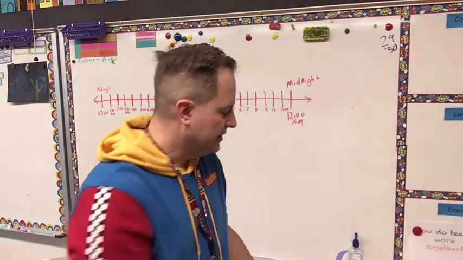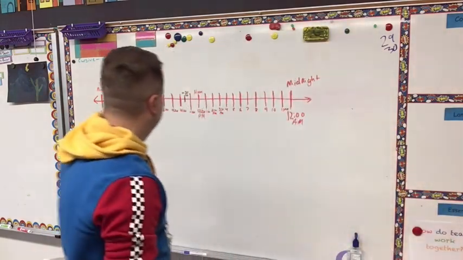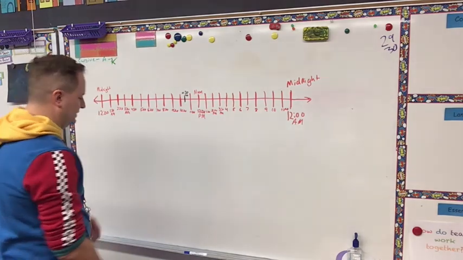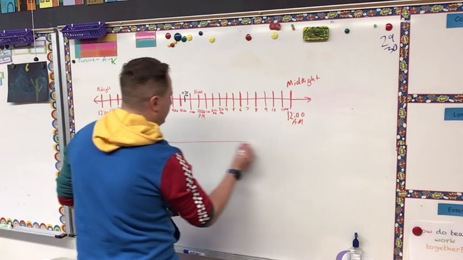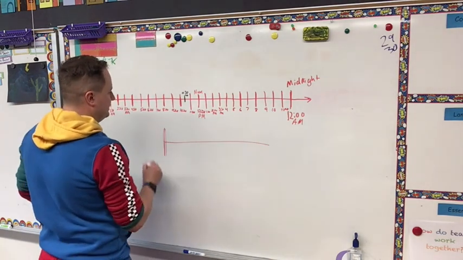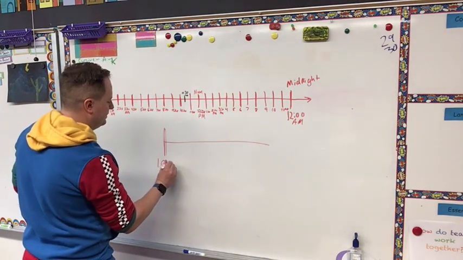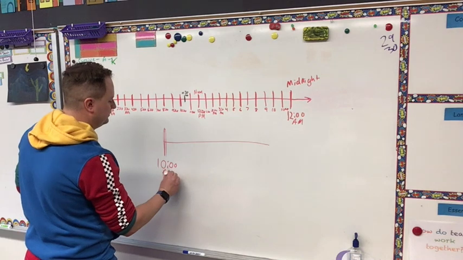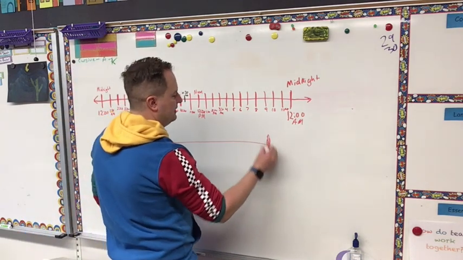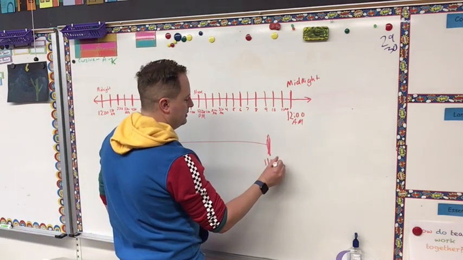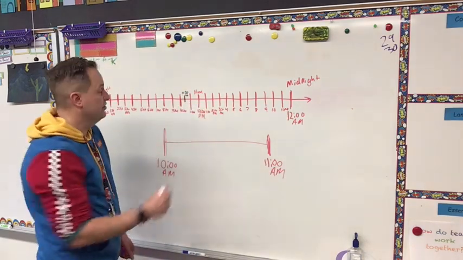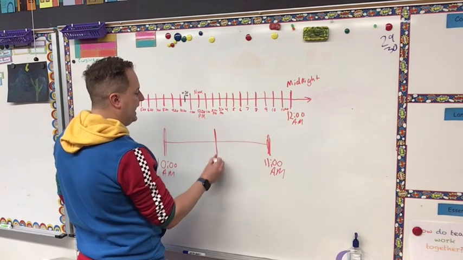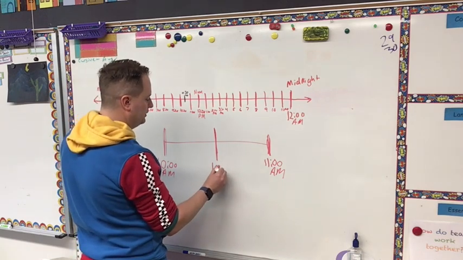All right, but now let's think. Let's look, and you know what? Let me do this just a little bit bigger down here. I'm going to do it right here so you can see it a little better. We're going to say this was 10 a.m. This was 11 a.m. We marked our 10:30 a.m., which was halfway between the two.